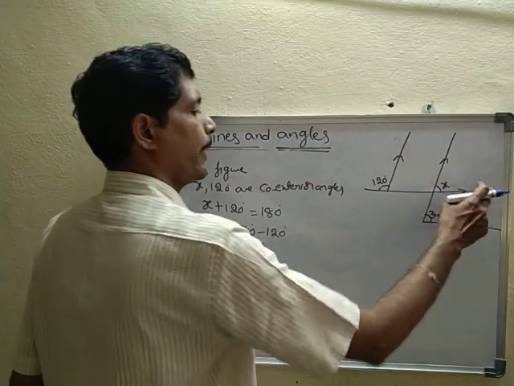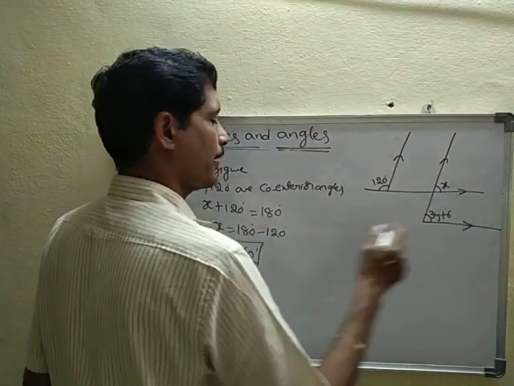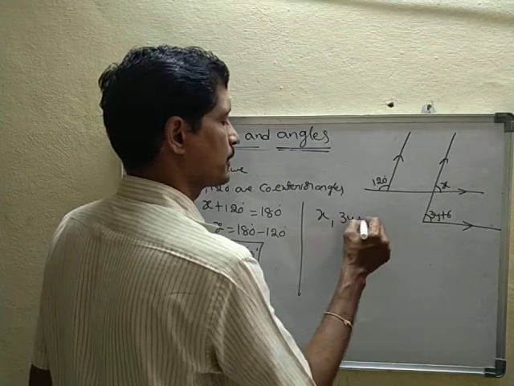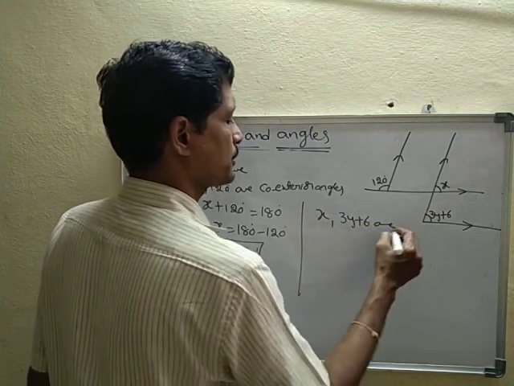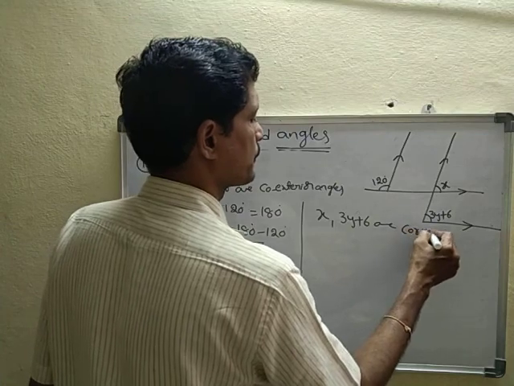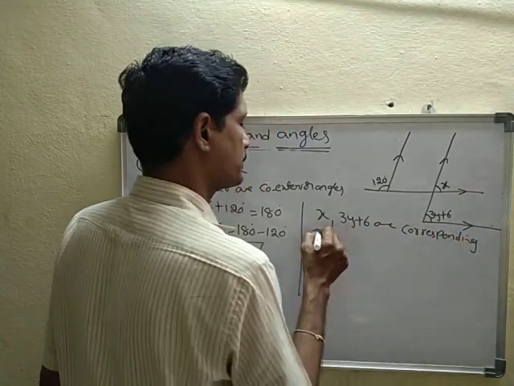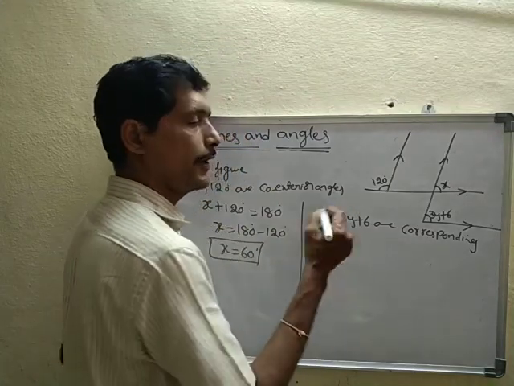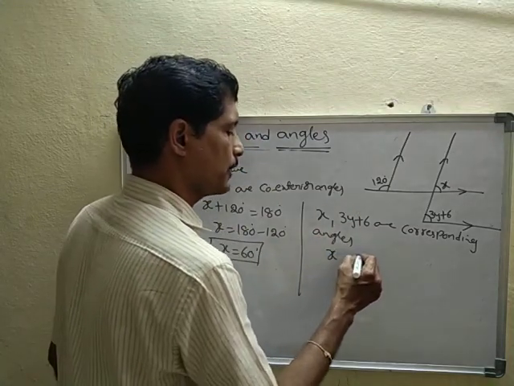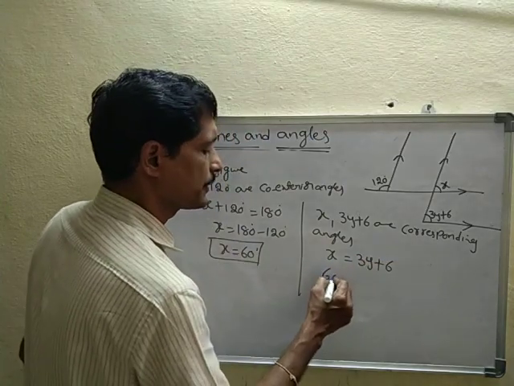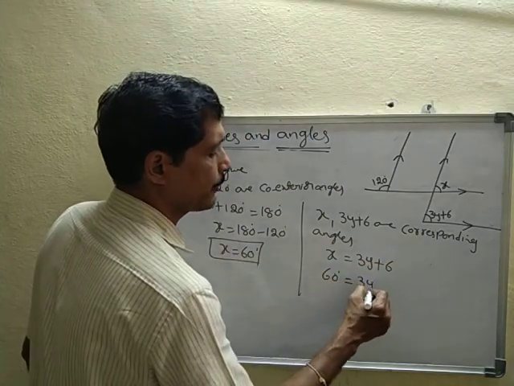Again, these two lines are parallel. Horizontal lines are parallel, therefore x and 3y plus 6 are corresponding angles. Corresponding angles are always equal. Therefore, x equal to 3y plus 6. Here x means that is 60 degrees. 60 degrees equal to 3y plus 6.